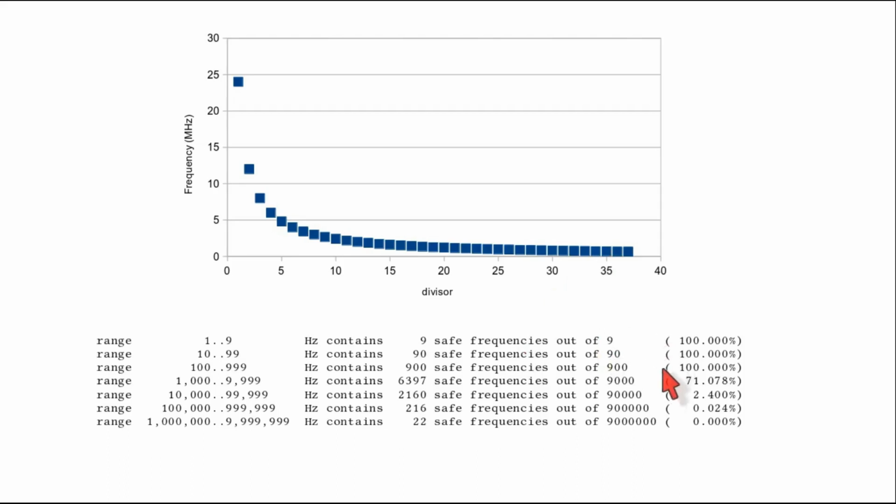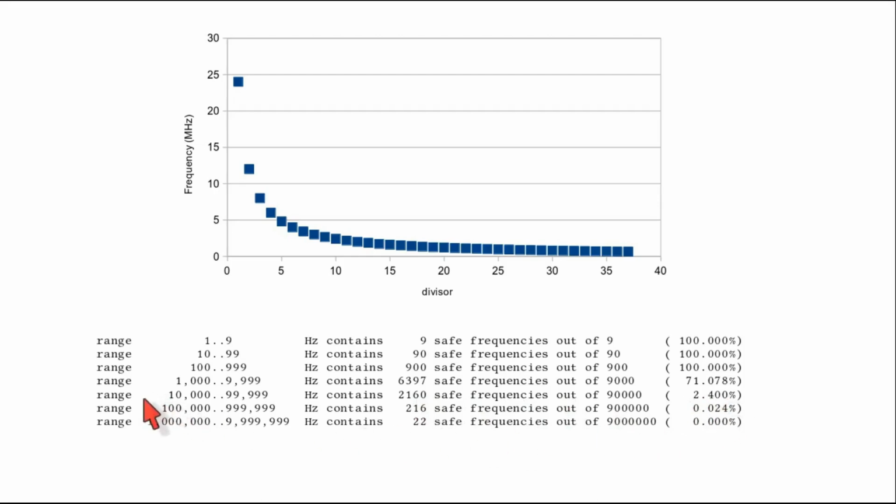This is the underlying reason for the little statistic down here, which shows how many of the 9,794 frequencies are in each of the commonly used range brackets. In the first 3 ranges, from 1 to 9, from 10 to 99, and from 100 to 999 Hz, all frequencies are safe. In the next range, from 1 kHz to 9.999 kHz, still a respectable 71% of all frequencies are safe. Not so great in the 10K to 100K range, which contains just 2,160 safe frequencies, or 2.4%.